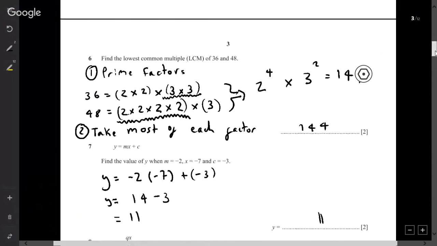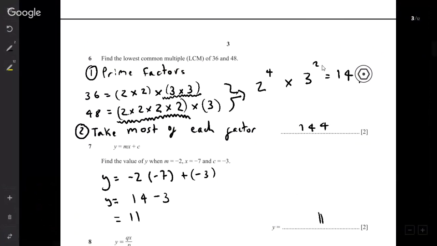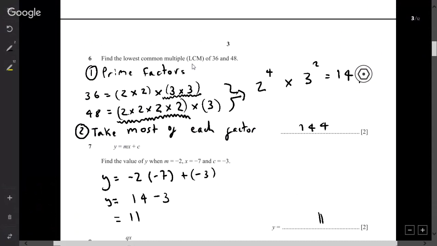Okay, number 6, find the lowest common multiple of 36 and 48. Okay, so what we're going to do is just list all of the prime factors of the two numbers. So for 36, that's 2 times 2 times 3 times 3. And for 48, it's 2 times 2 times 2 times 2 times 3. And then the second thing to find the lowest common multiple is we take whatever has the most, so for example, 36 has the most 3s compared to 48, so we take the 3s, and 48 has the most 2s. So we're going to take these two brackets, which is 2 to the power of 4 times 3 to the power of 2, which ends up being 144.